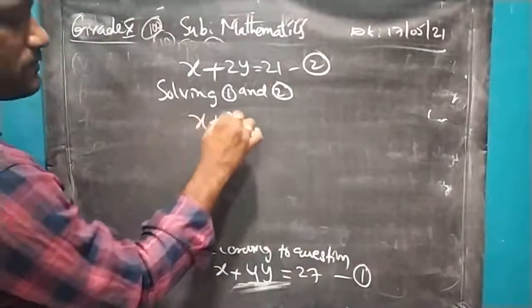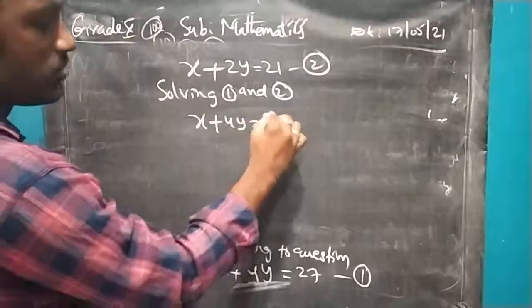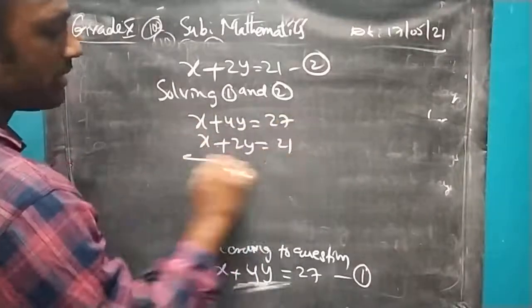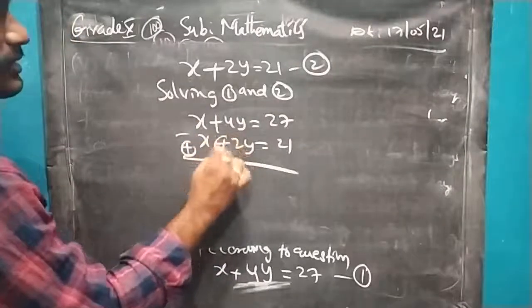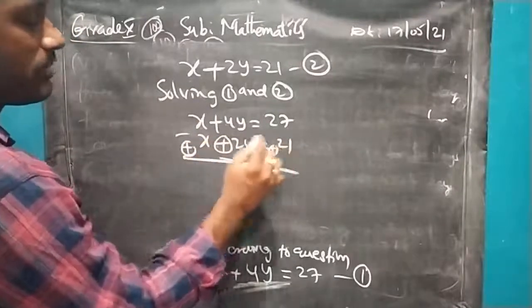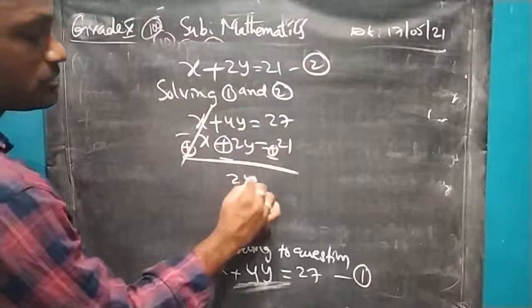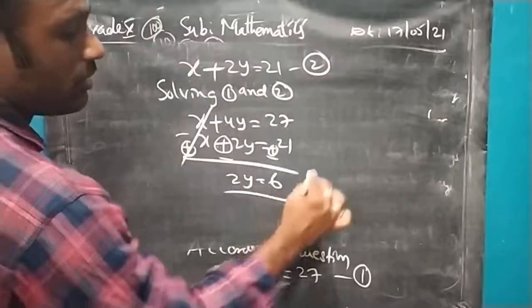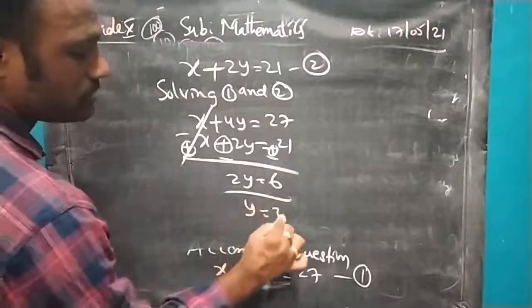So x + 4y = 27. x + 2y = 21. Plus minus and plus will become minus. This x gets cancelled. So 2y = 6. Y = 3.